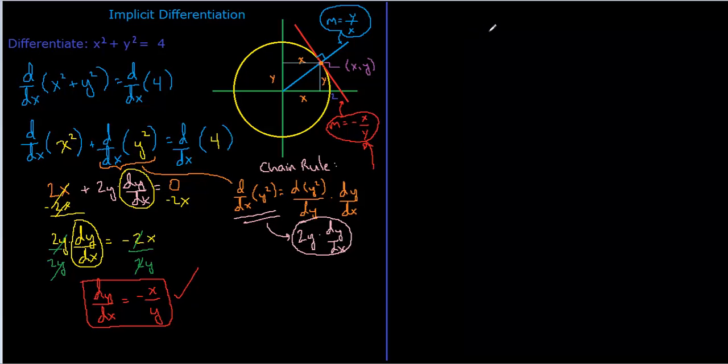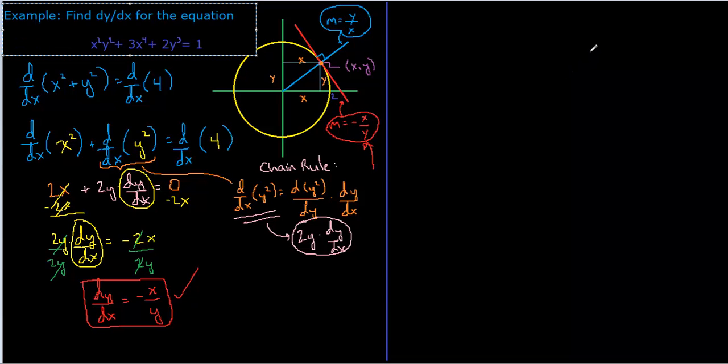We used calculus, or implicit differentiation, to show that the derivative of the equation for our circle with respect to x is actually negative x over y, which tells us the slope of any line at x comma y on a circle is going to have negative x over y slope.